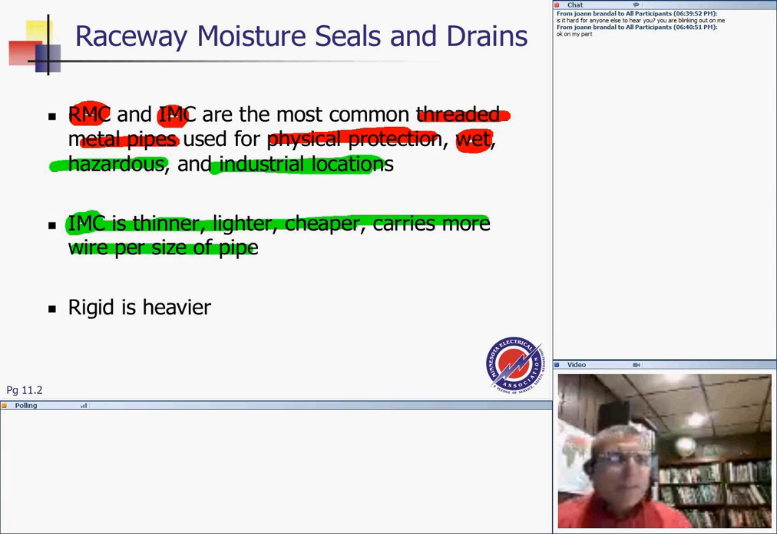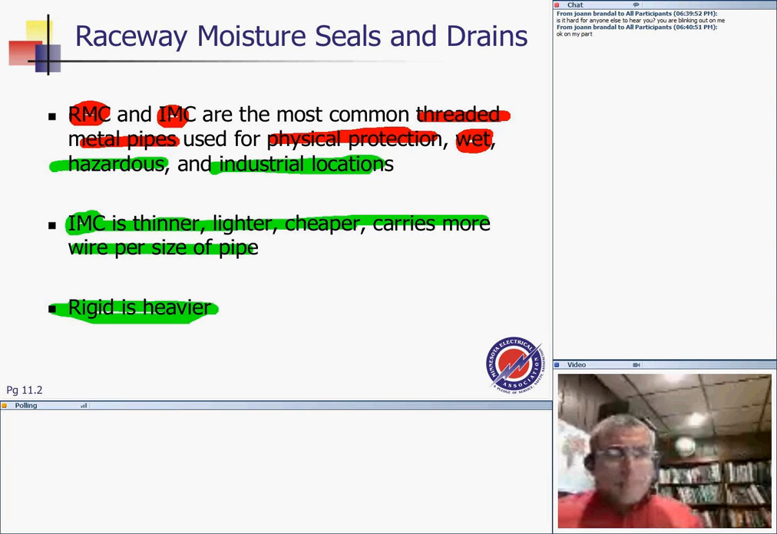So the way you look at it, even though both of them are rated for physical protection, RMC is the top physical protection that they can use. So rigid obviously is heavier. The disadvantage of rigid is that it's heavier, bulkier, harder to work with, and harder to bend, as we learned before.